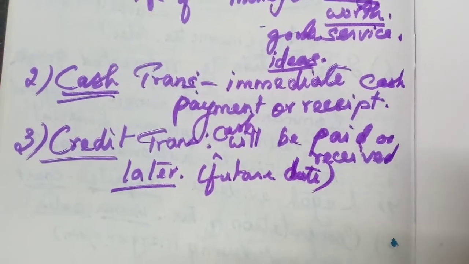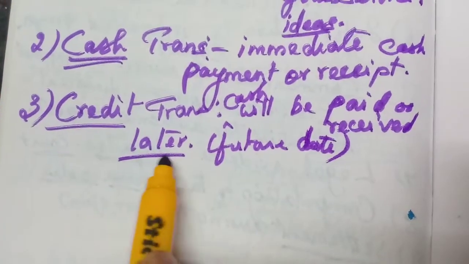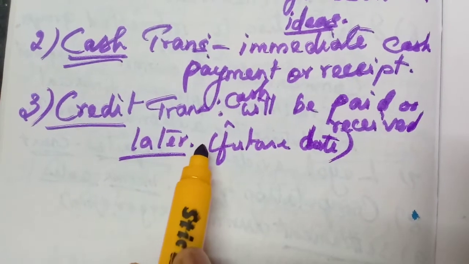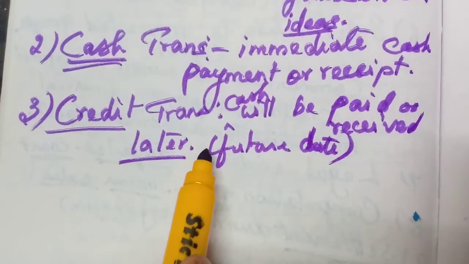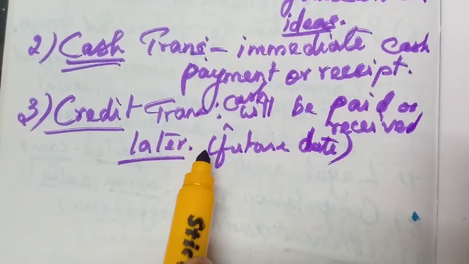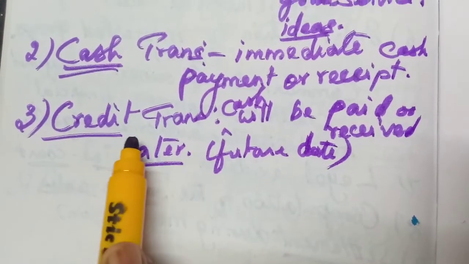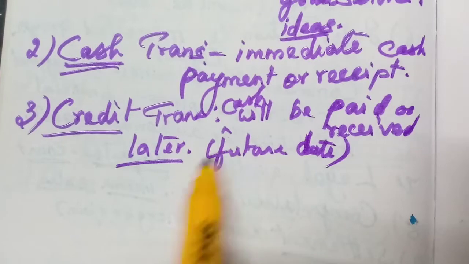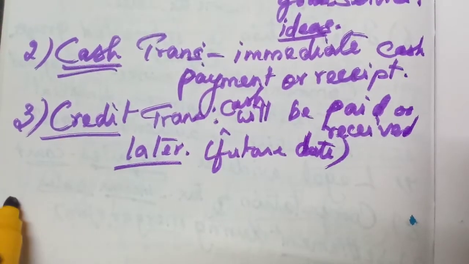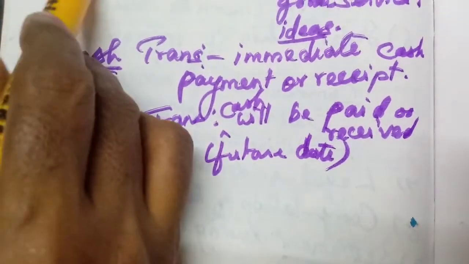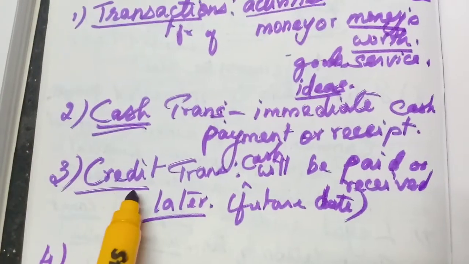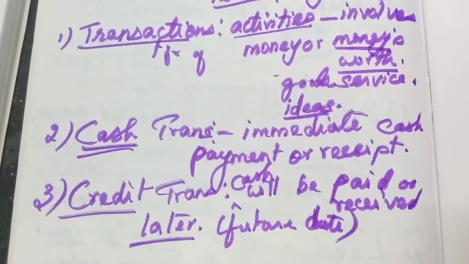Understood? For example, we pay school fees now. If we are not able to pay fully, we say we will pay on a future date. That we can say is a credit transaction. We do not pay the cash immediately. Understand? Now, related to transactions, these two: cash transaction and credit transaction.